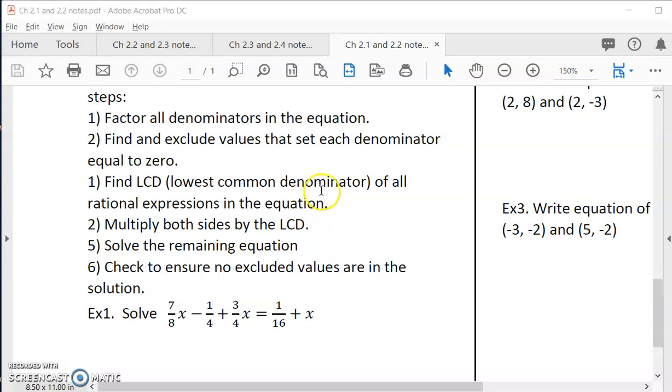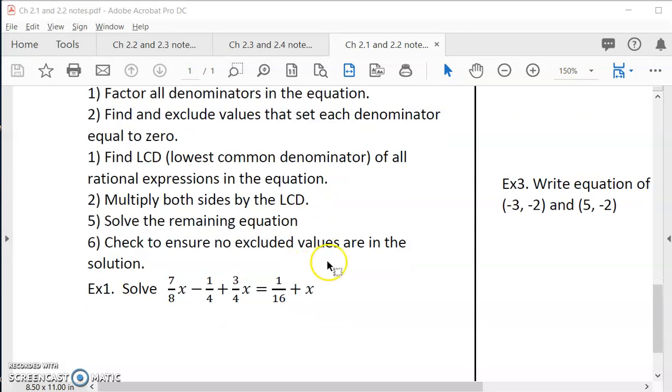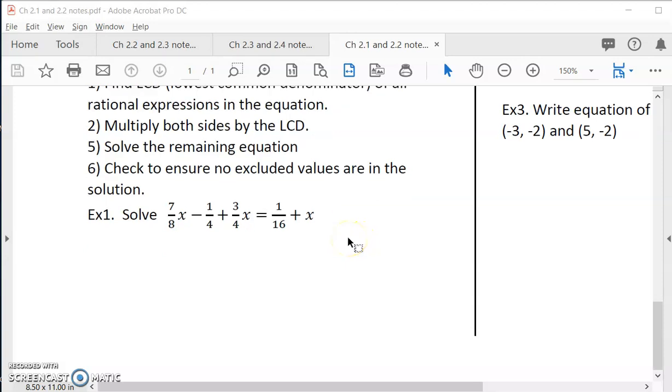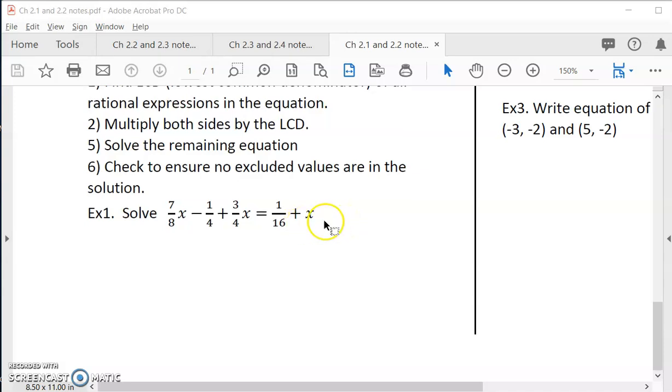And then you find the lowest common denominator of all the rational expressions in the equation. You clear the denominators by multiplying by the least common denominator. You solve the remaining equation, and then you check your answer to make sure that your solution does not include the excluded value. So the first one is actually just a normal linear equation that does not have a rational expression, but it does include some fractions.